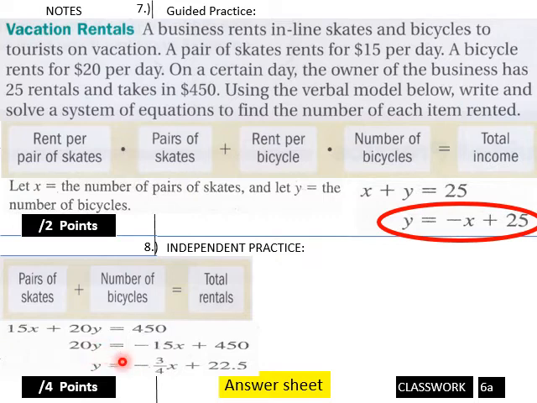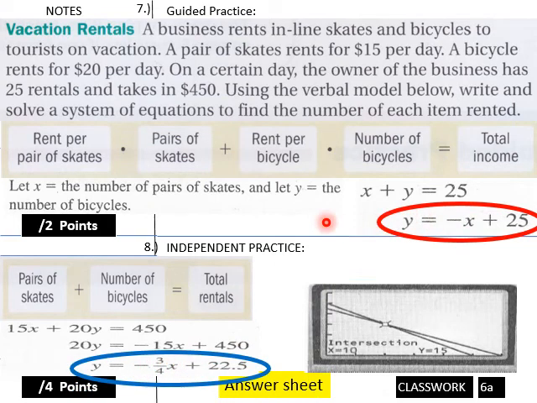So for y, we plug in to our equation 15x plus 20y equals 450. So we have 20y equals negative 15x plus 450 when we solve for y. And then we divide through by 20, and we get y equals negative 3/4x plus 22.5. So once we have a y up here, then we have a y down here. So this is our blue, and then this is our red. What do we do with that?